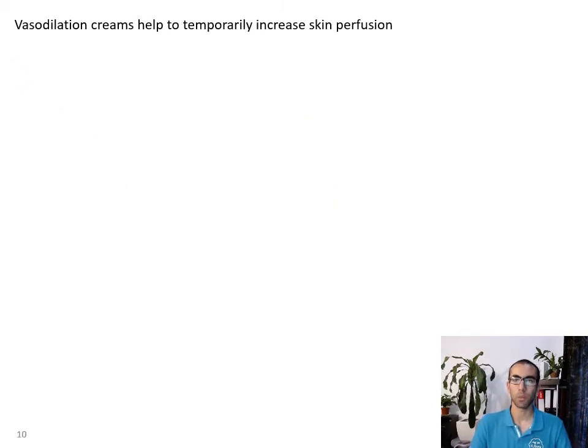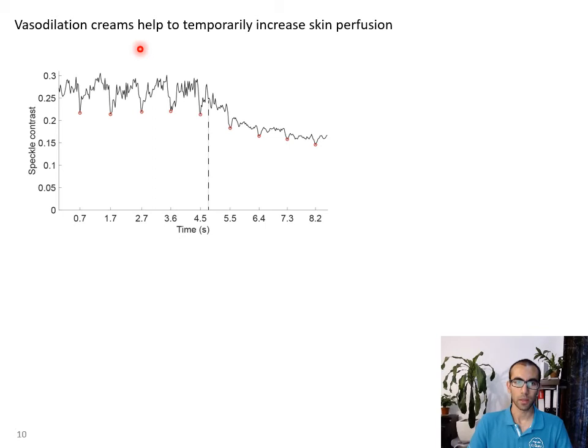We performed some in vivo experiments. This graph shows fluctuations of speckle contrast measured on the forearm of a healthy subject. In the first phase, when the system doesn't move, fluctuations of speckle contrast are mainly driven by the heartbeat of the patient. When the system starts to move, we can observe the same pattern, but in general, the speckle contrast follows a drop because of the applied movements.